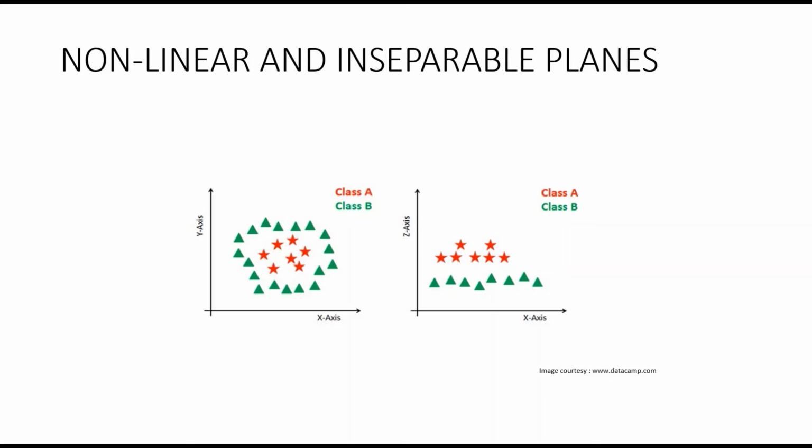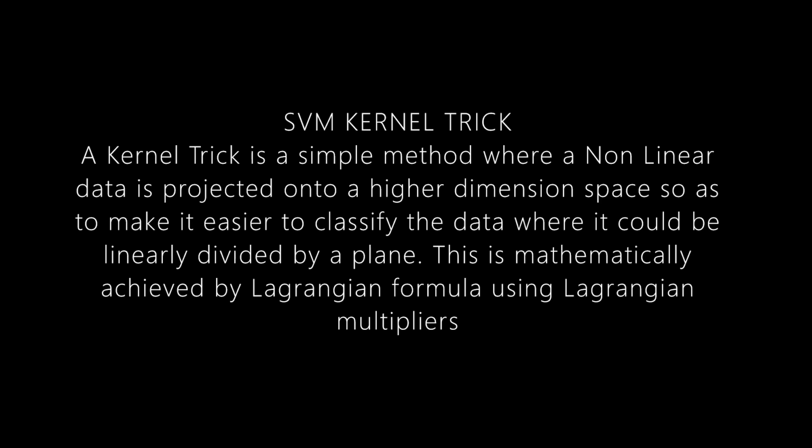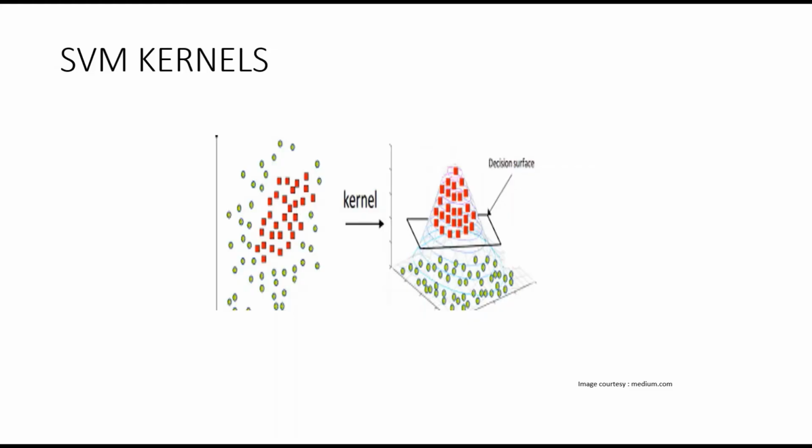Now we will understand different SVM kernels. What are SVM kernels? The SVM algorithm is implemented in practice using a kernel. A kernel transforms an input data space into a required form. SVM uses a technique called the kernel trick. Here the kernel takes a low dimensional input space and transforms it into a higher dimensional space.